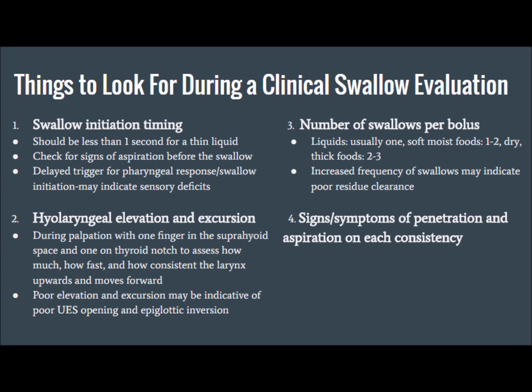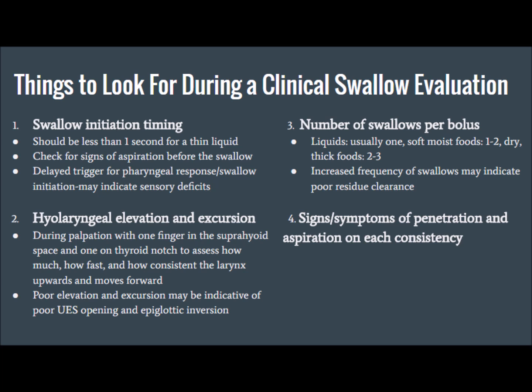Hyolaryngeal elevation and excursion can be assessed by palpating the patient by placing one finger in the space right above the hyoid bone and one finger on the thyroid notch, and then examine how much, how fast, and how consistent the larynx moves upward and forward during a swallow. If a patient has poor hyolaryngeal elevation and excursion, then you may suspect them having difficulties with UES opening and epiglottic inversion. You also want to count how many times a patient swallows per bolus.